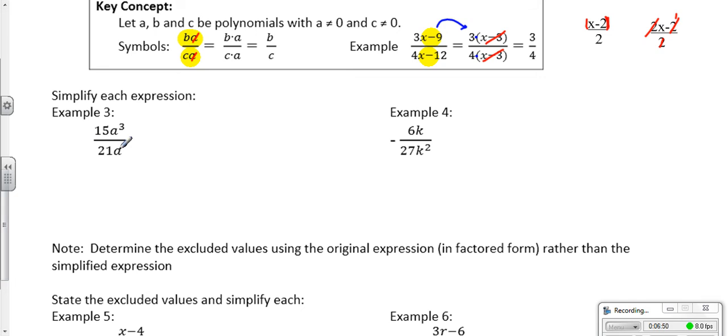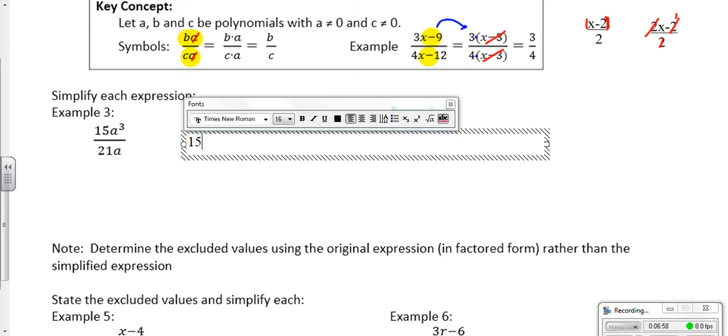So let's take a look at the first one, and I'm going to approach this one like Miss D did, and she did a nice job of this one. I'm going to write this out differently. I'm going to say 15, and I'm going to write a cubed.